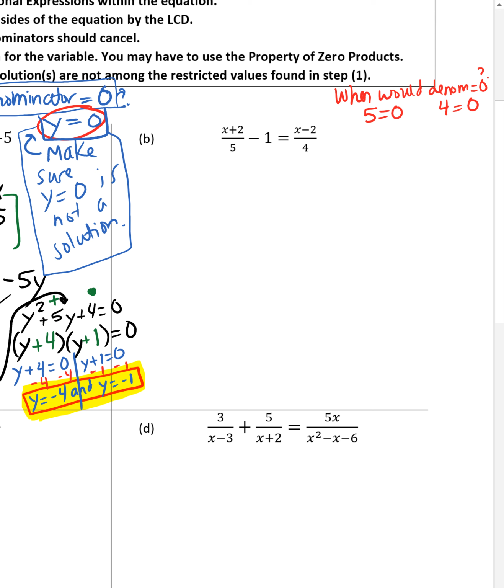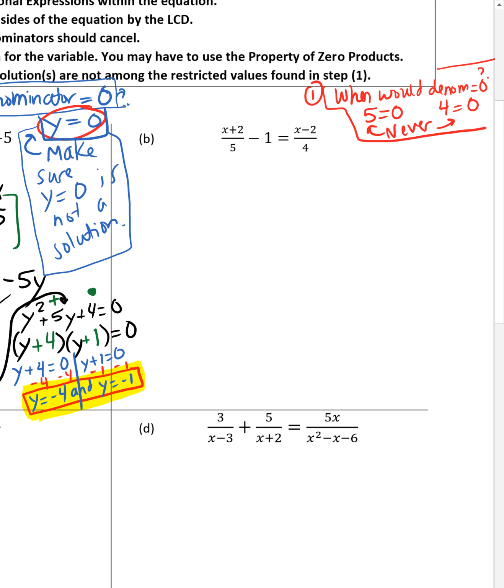But that's never going to happen, right? There's no variable, so there's no way x equals something will influence whether those denominators are 0 or not. This is never going to happen, either of them. 5 will never equal 0. 4 will never equal 0. So really, step 1 doesn't matter in this one. There's no value of x that'll make the denominator 0. So I wouldn't have to worry about it actually in this one. Thankfully. So whatever solution or solutions I get, I won't have to throw anything away.